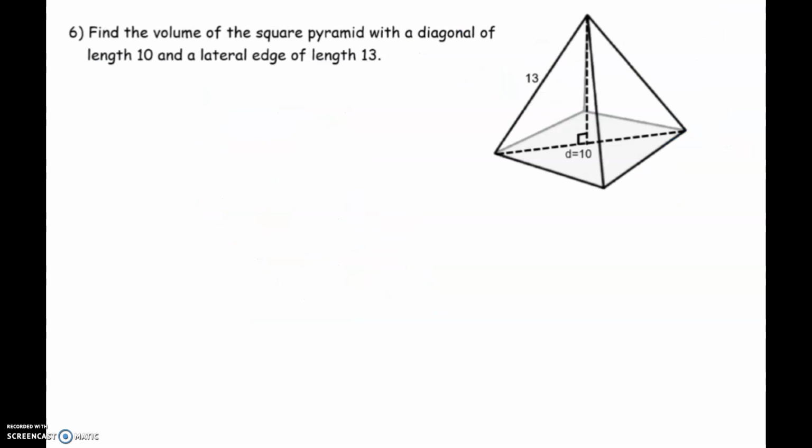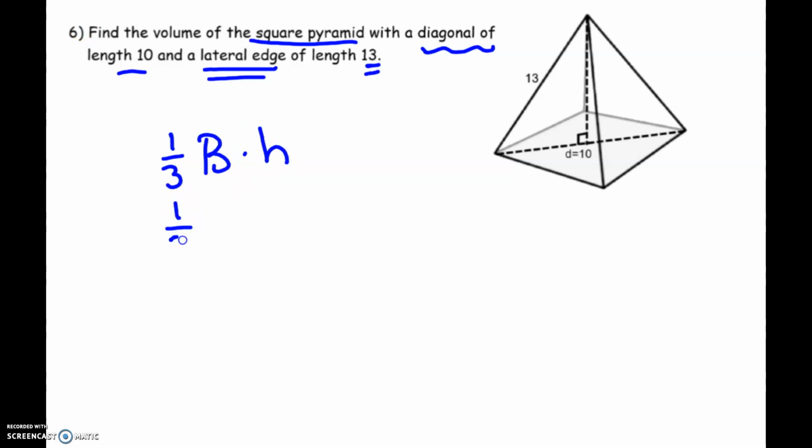For number 6. Number 6, it tells us we have a square pyramid, and they give us the diagonal length, which is 10. We also have the lateral edge, which is 13. So again, I'm going to do 1/3 times my base area times my height. So I have to find a couple of things here. Area of my base is a square, so these two sides are congruent. So we have an isosceles right triangle, or 45-45, and if your hypotenuse is 10, we can divide by radical 2 to get back here, so that would be 5 radical 2 for each of the side lengths.